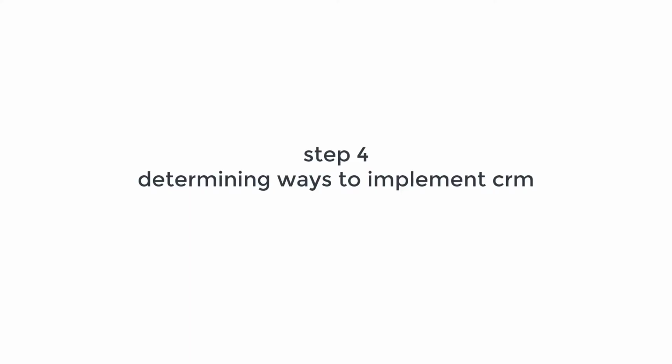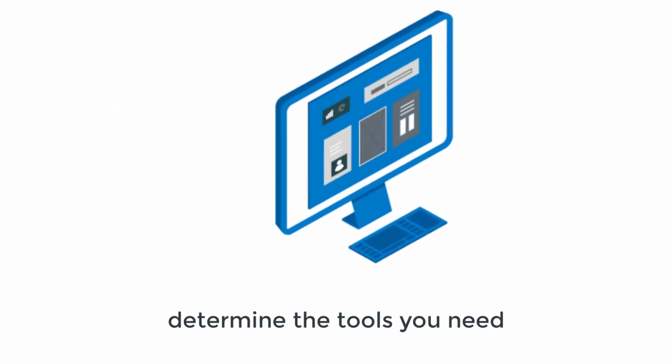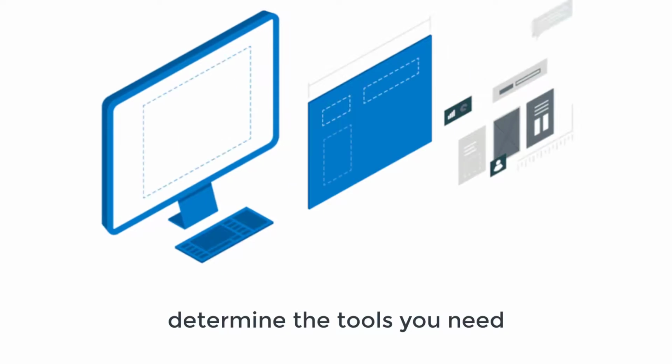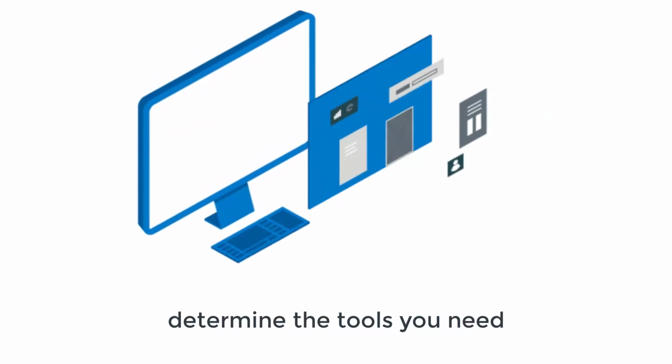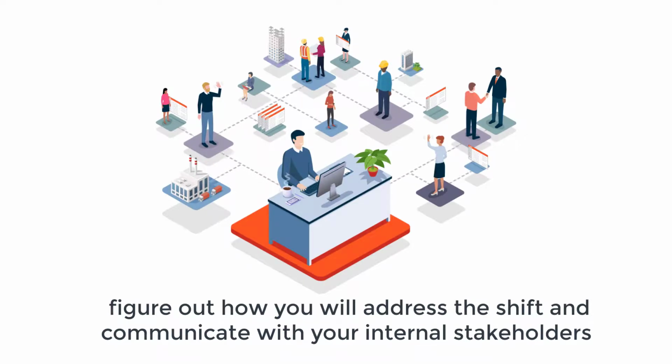The next step is to determine how you are going to implement your CRM. That includes figuring out what channels you will use, what data you will need to implement, and what touch points you will leverage. You will also need to determine the tools you need to gather the data you need and implement your initiatives across those channels. You also need to figure out how you will address the shift and communicate with your internal stakeholders. This must be done before you launch the initiative to your external stakeholders.